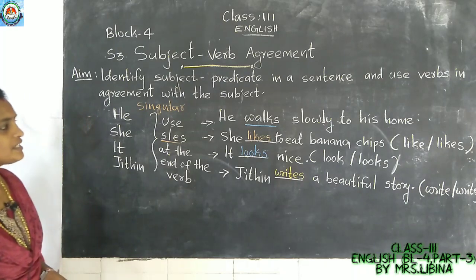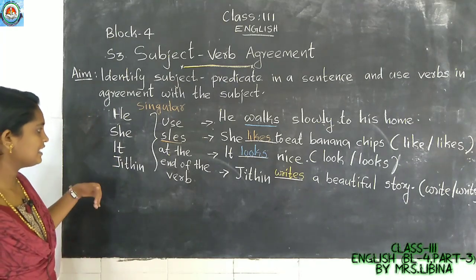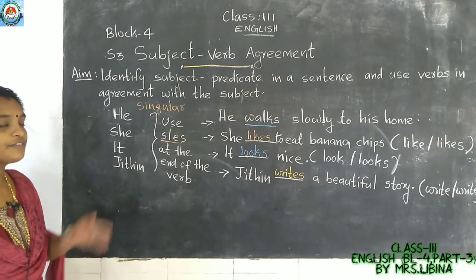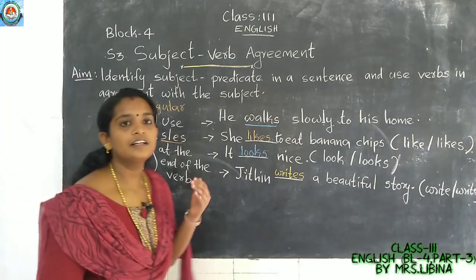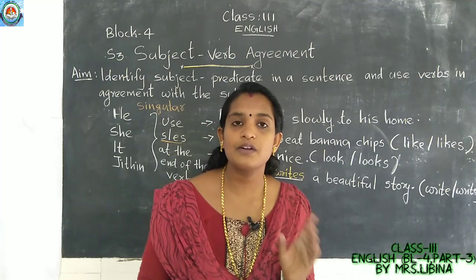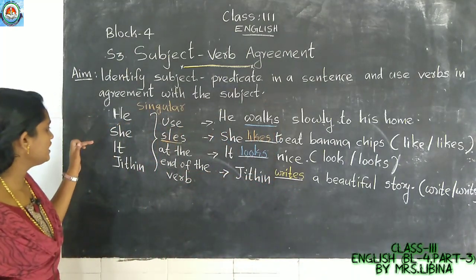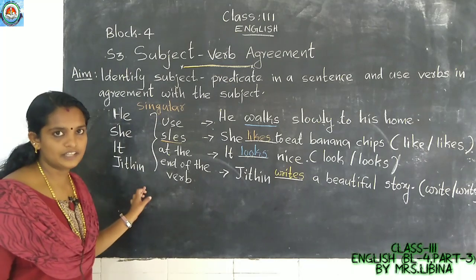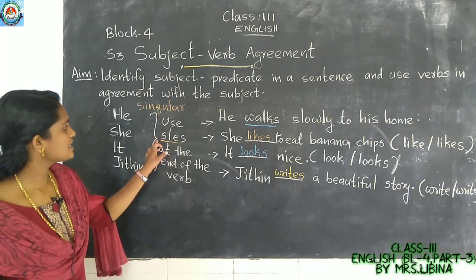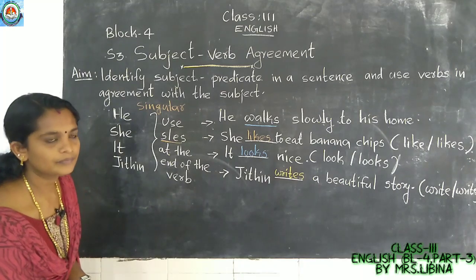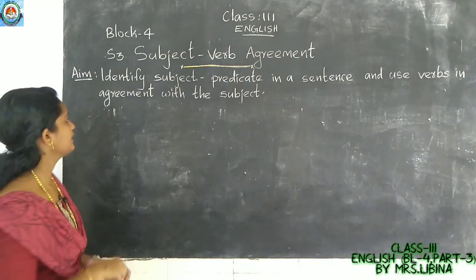In this way, you have to study verbs. We have to use S or ES. If the subject is singular, you have to use S or ES at the end of the verb. He, she, it, any singular noun, you have to use S or ES at the end of the verb. Can you follow me? Okay. Listen.